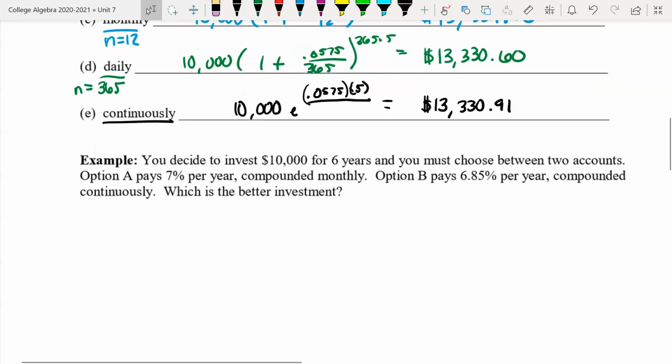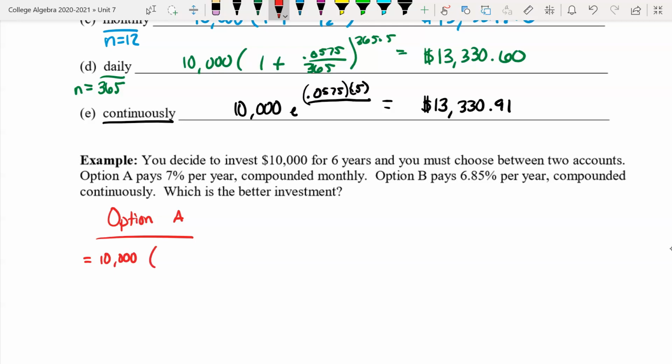Alright, so now it says you decide to invest $10,000 for 6 years and you must choose between 2 accounts. Option A pays 7% per year, compounded monthly. So let's set this up. We still have $10,000 as our initial amount. 1 plus our rate, 0.07 as a decimal. Monthly is a 12, and then 12 times 6 is the exponent. So you should get $15,201.06 for option A.